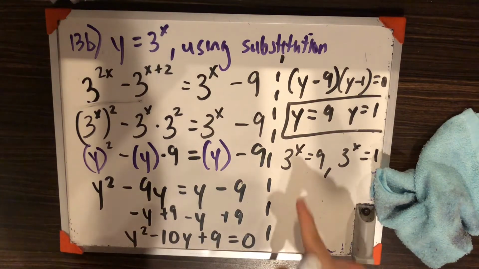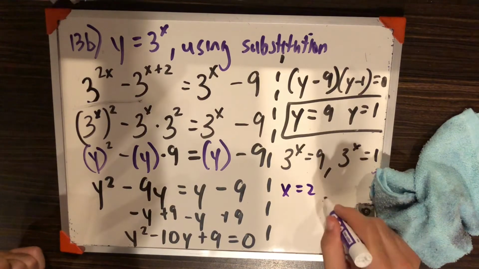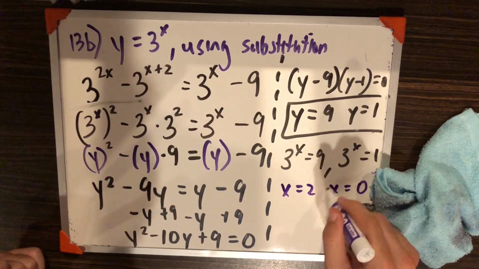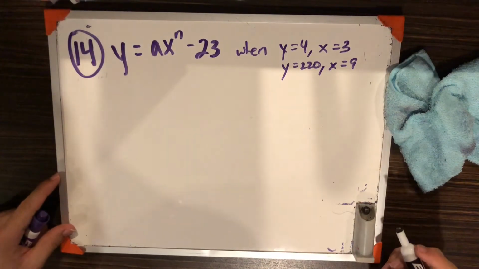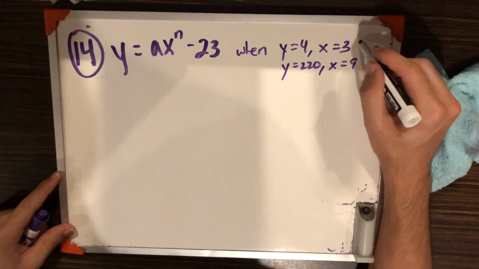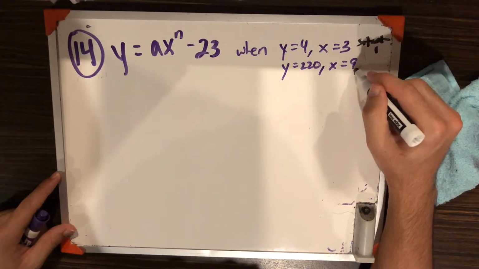To find what this is, this has to be x is equal to 2. To find what this is, that means x should be equal to 0. So those are our two answers. Alright, number 14. We've got situation 1 here and situation 2 right there.